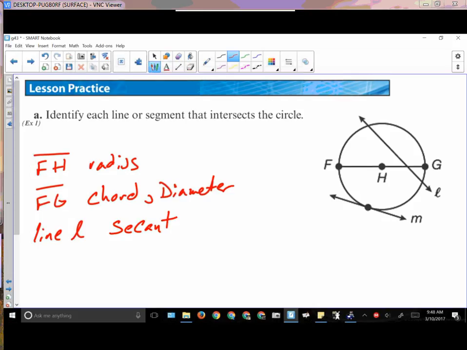Let's see. So what about line M? What would that be, Hannah? Tangent. Yep. So when they give you the terms, you've got to be able to identify which ones are which.